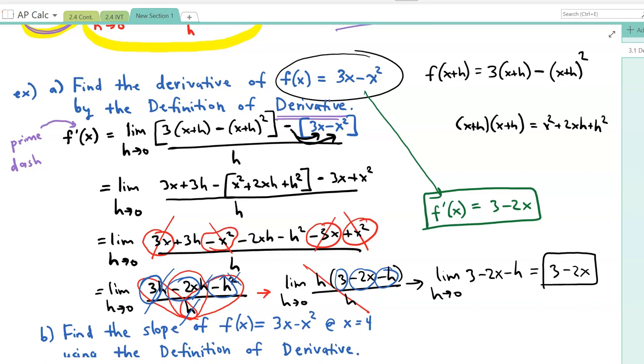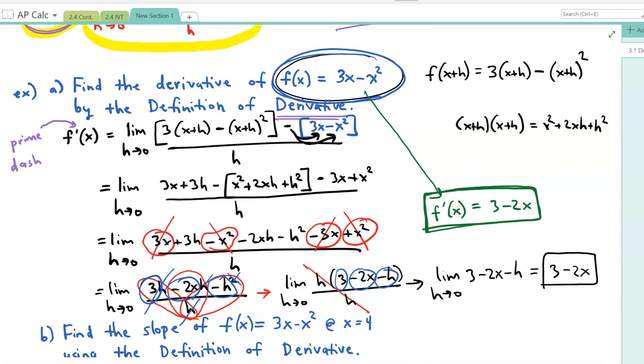So the question is, well, what does that mean? What does that derivative mean? That means that anywhere on your graph starts off as a quadratic. This guy right here starts off as a quadratic because of that x squared, the 3x minus x squared. That's a quadratic. By you finding the derivative, by you finding this f prime, anywhere on the graph, anywhere on the quadratic, you could find what the slope is. You could find what the slope is by using the f prime function. And so that's what we're saying.